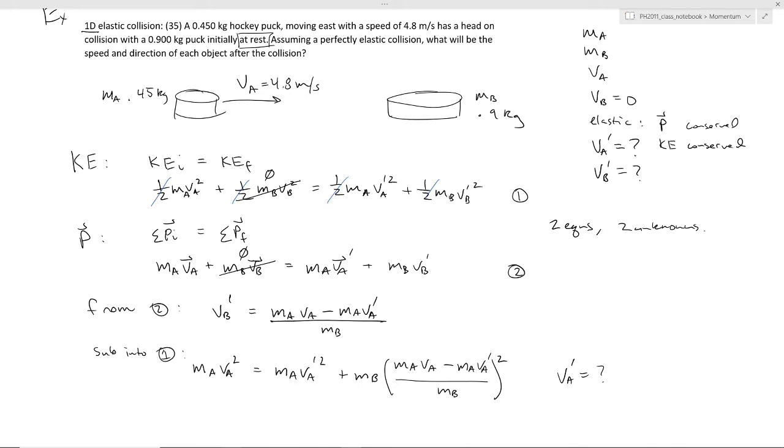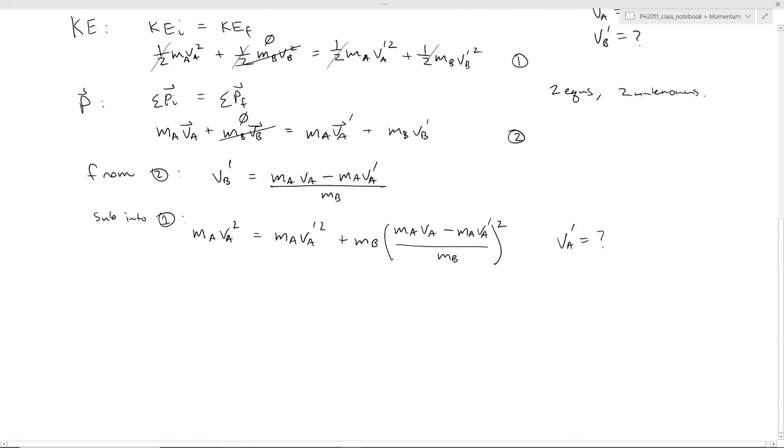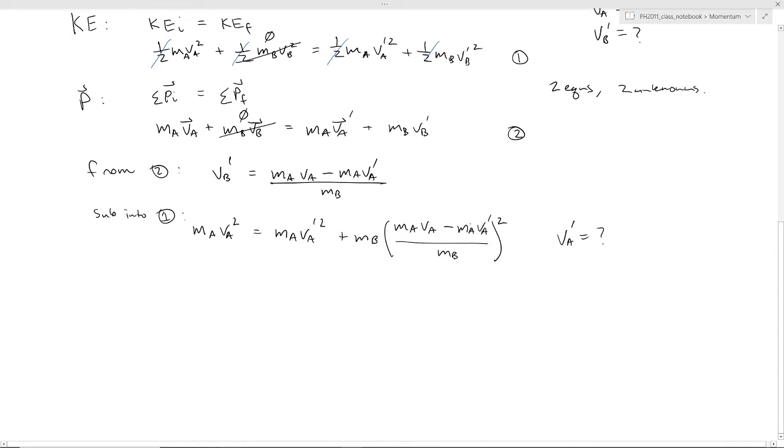Okay, so let's do some algebra. Let's expand this squared piece. And I'm also going to put everything on one side. So let me expand this and consolidate the terms. We would have MA VA prime squared plus, notice what's going on with the MBs. We have MB divided by MB squared, so we would have just a factor of MB, and then times this thing when we FOIL it out.